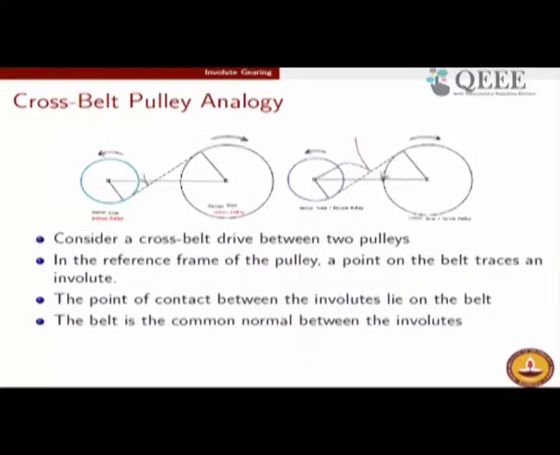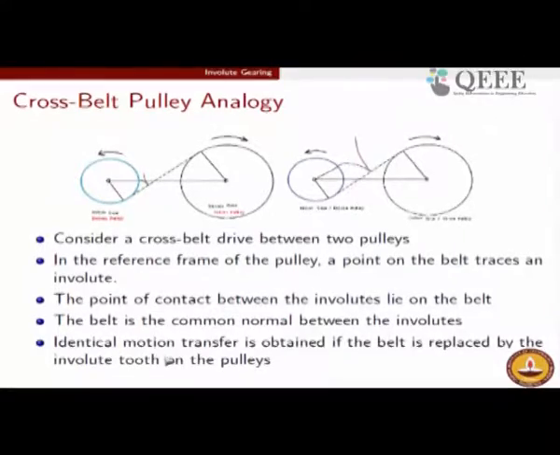From the belt pulley picture, it is very easy to identify that the normal did not change, and the motion transmission will not change if we have exactly the same force transfer, torque transfer, taking place. So that can be attained. This is the last step of the analogy, where we say that identical motion transfer can be obtained if the belt is replaced by involute teeth on the pulley. This is how we will create a positive drive.